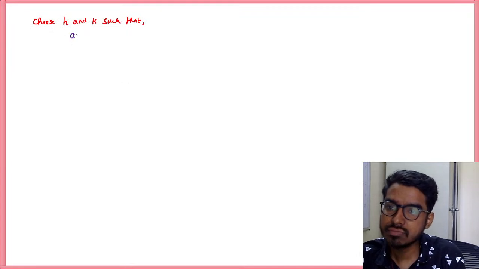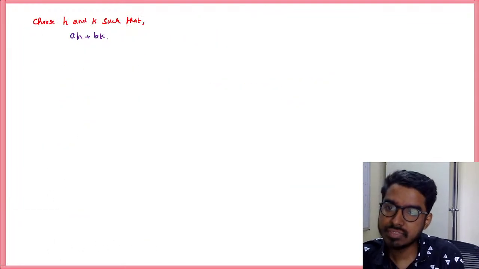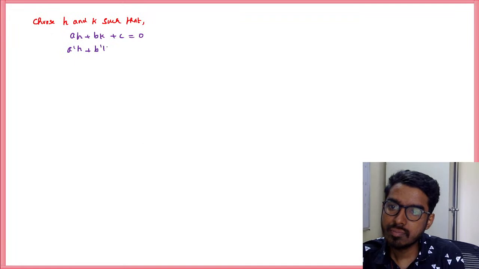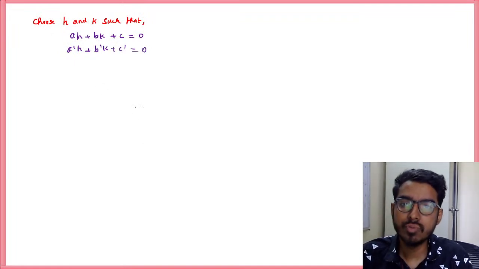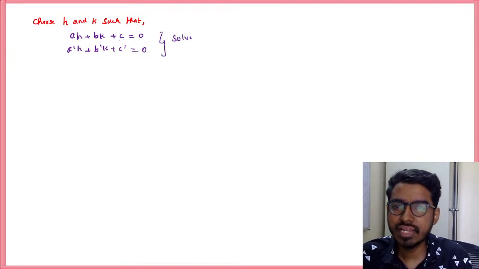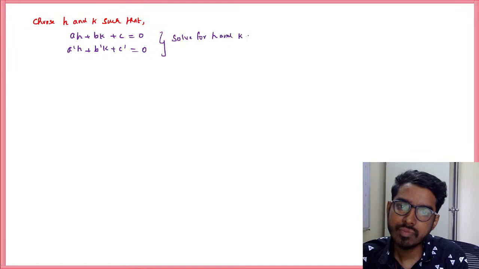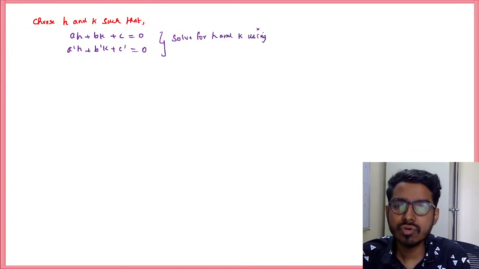That is ah plus bk plus c equal to 0, and a dash h plus b dash k plus c dash is equal to 0, right? So solve for h and k, which you can do by the elimination method, right? Because a, b, c and a dash, b dash, c dash are constants, you just treat h and k as variables and solve for h and k. Solve for h and k using the elimination method or whatever method you know, cross multiplication method, elimination method, etc.